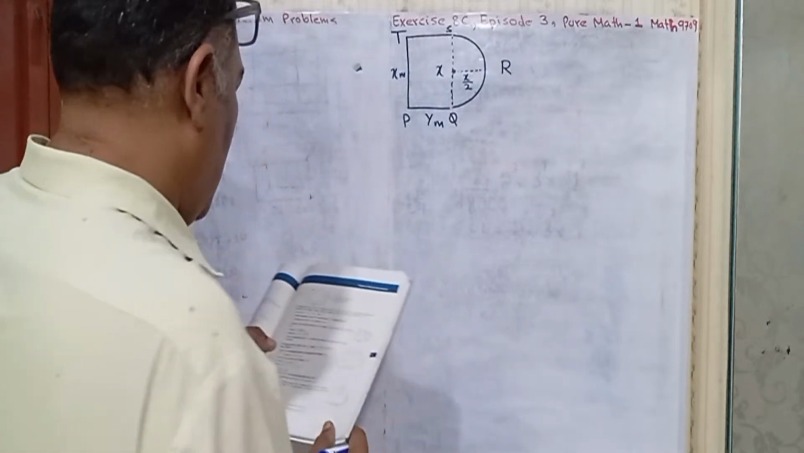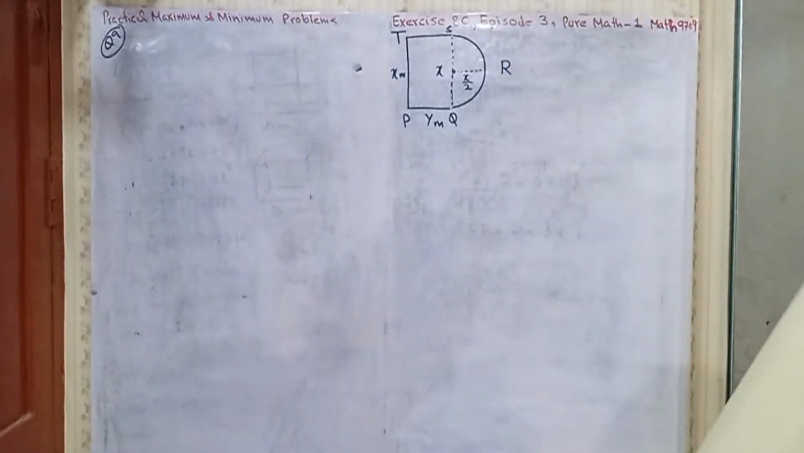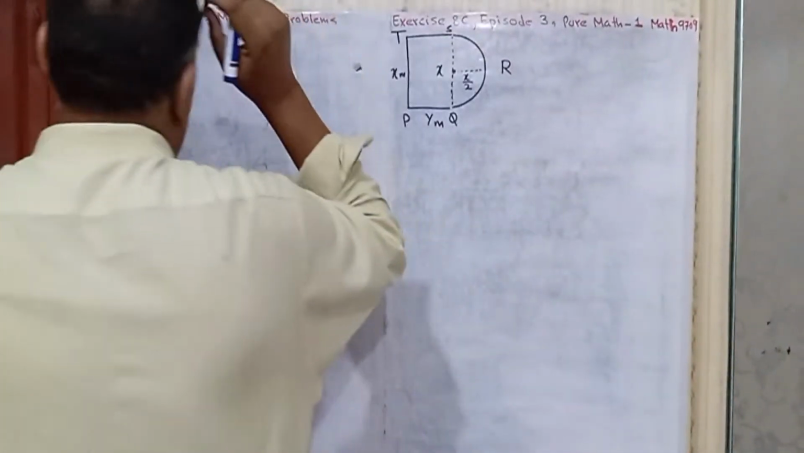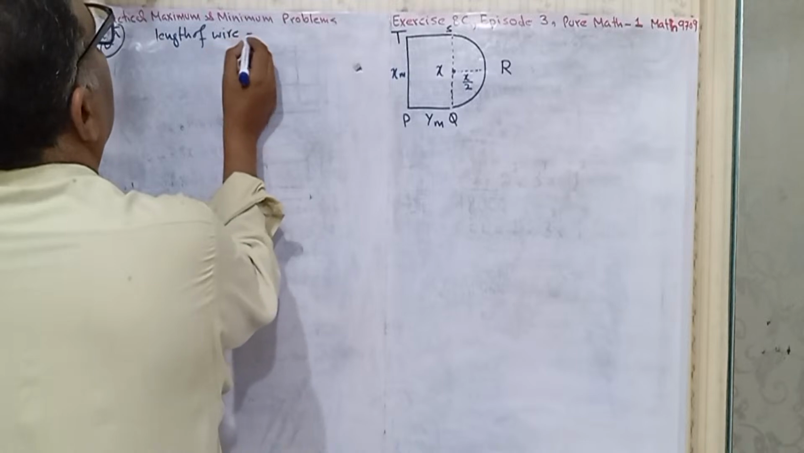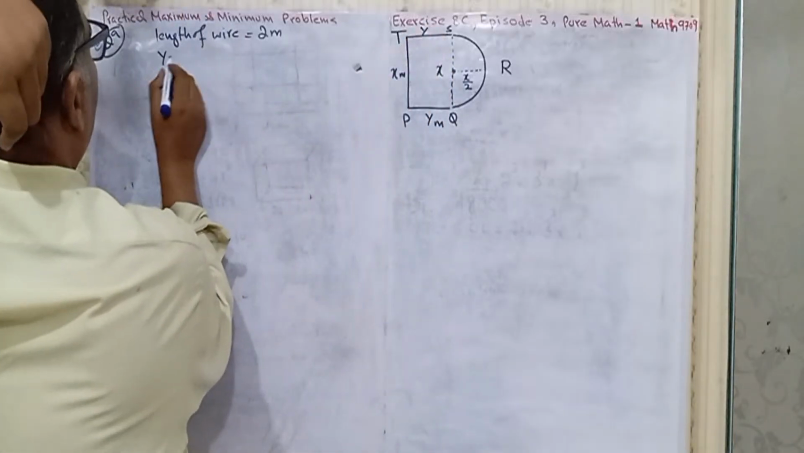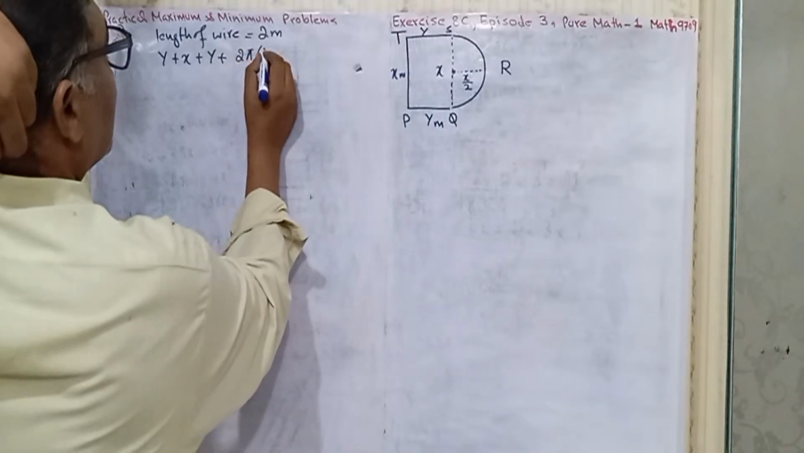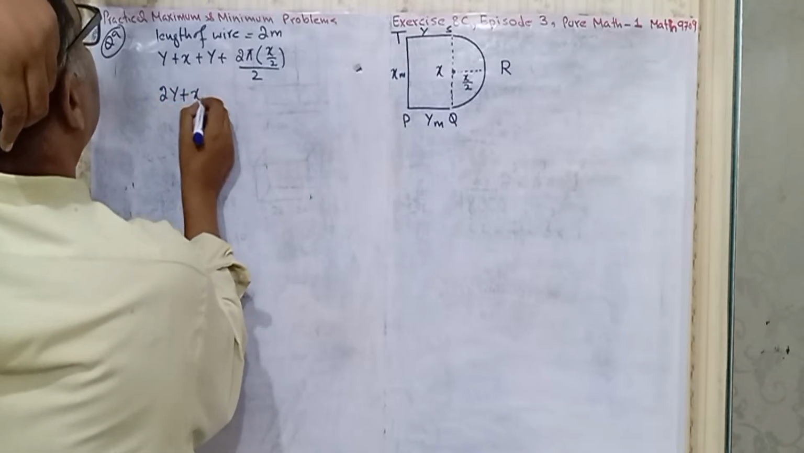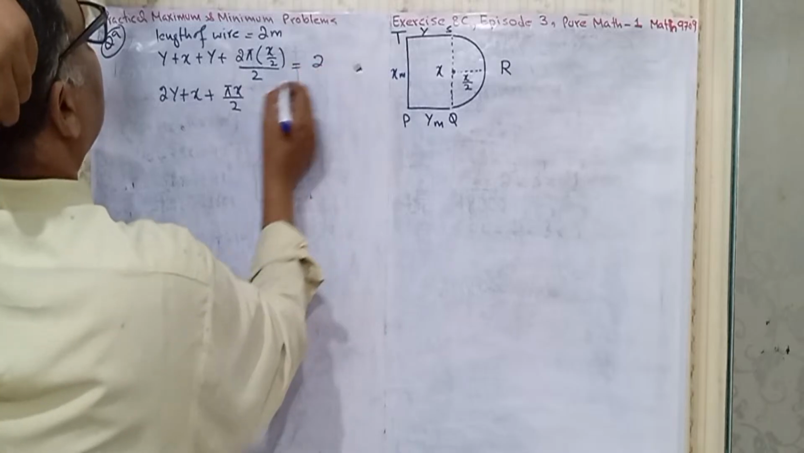Now the first question is: express y in terms of x. They have given us that the whole length of this wire is 2 meters. So the length of the wire is equal to 2 meters. That will be y, and this side will also be y. So you will have y plus x plus y plus this arc. This is the arc of the semicircle, that is 2 pi r, and r is x by 2, divided by 2. So that will be 2y plus x plus pi x by 2, and that is equal to 2 meters.